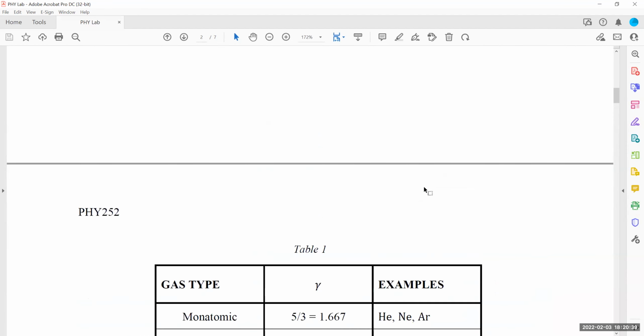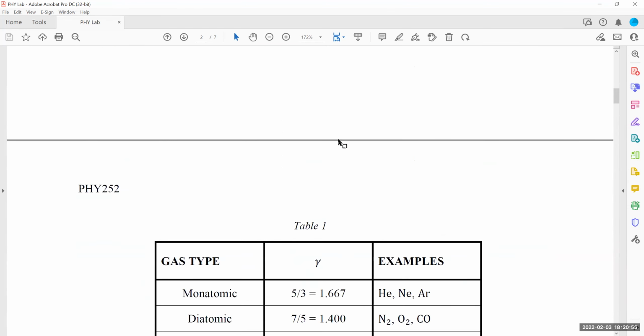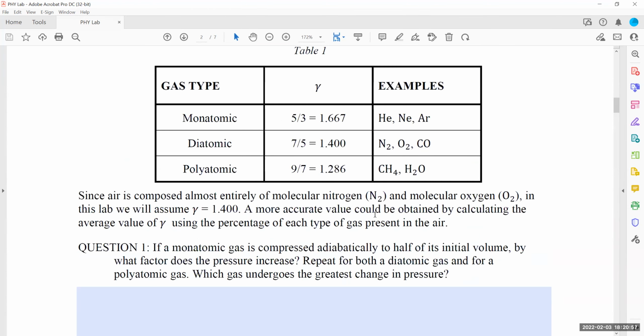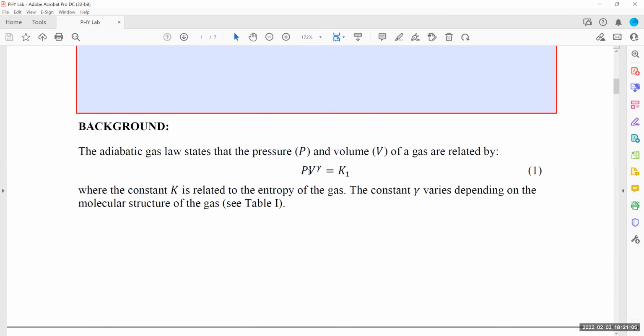Here is what it's asking. Look at this formula: P final times V final to the power gamma is equal to P initial times V initial to the power gamma. That's what this expression is saying. But what they are saying in this question is half of its volume. So the final volume is half of the initial volume. So V_F is 1/2 of V_I.